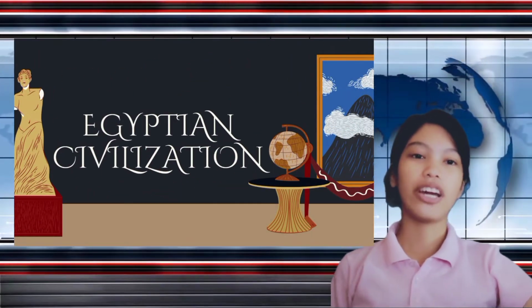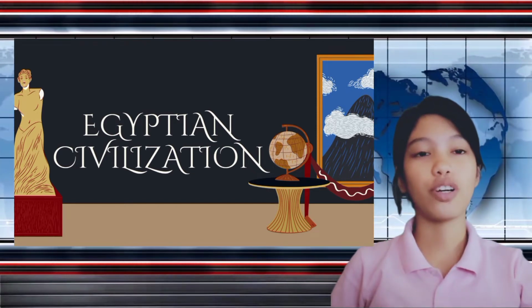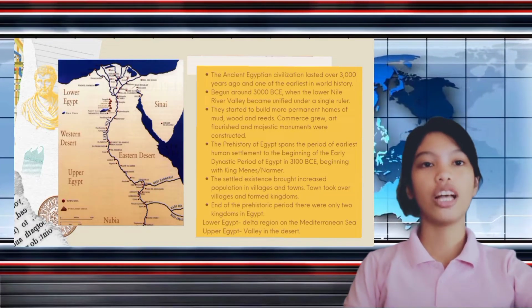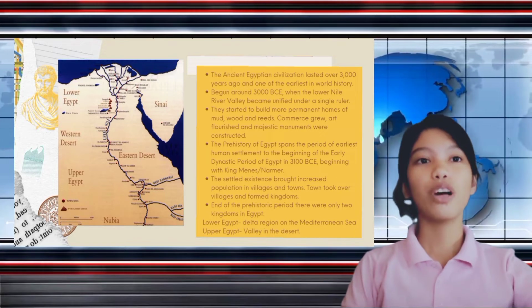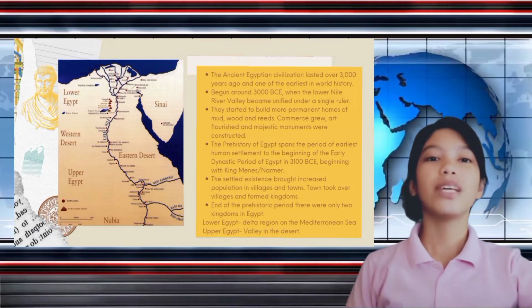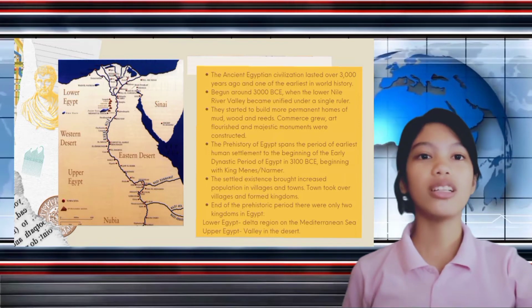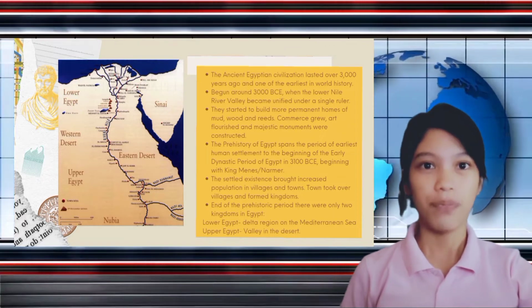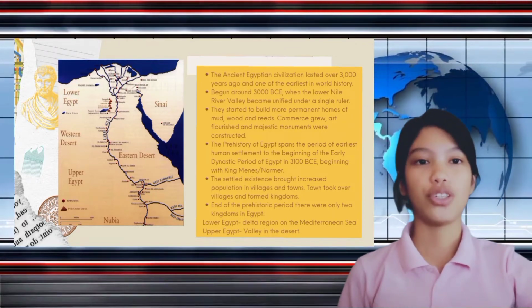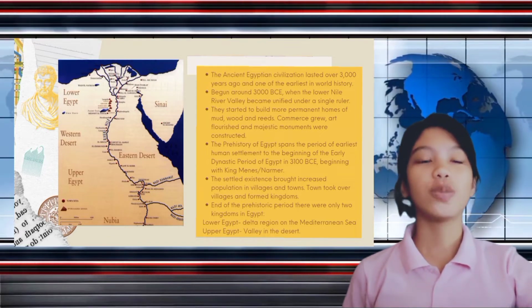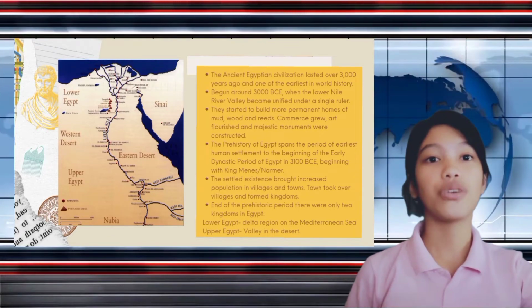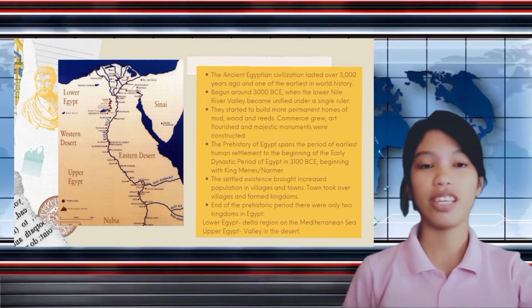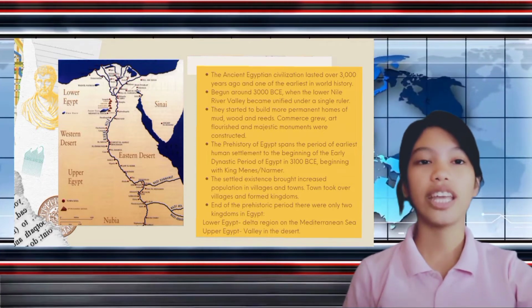Good day everyone, I am Ria Lintakan and I am here to report about the Egyptian civilization. So the ancient Egyptian civilization lasted over 3,000 years and is one of the earliest in world history. It began around 3000 BCE when the Lower Nile River became unified under a single ruler. Egyptian civilization developed along the Nile River in large part because the river's annual flooding ensured reliable, rich soil for growing crops, and because of that, they became a society of producers instead of hunters and gatherers.